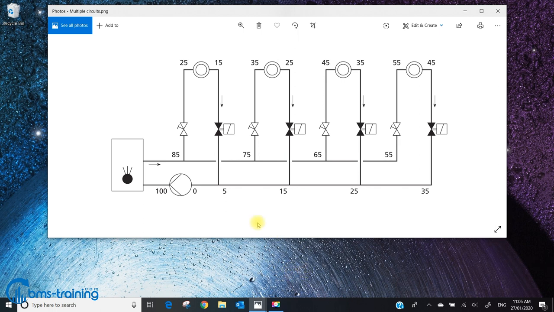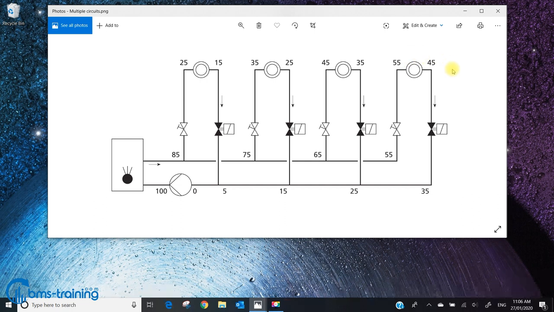So here we have a boiler, we have a pump with a discharge pressure of 100 kPa, and then we have four equally sized, let's say, air handling units. And if you look here, we have 45 kPa minus 35 kPa. So we have 10 kPa across each one of these valves. And we have 25 minus 15, so we have 10 kPa across each of the coils.